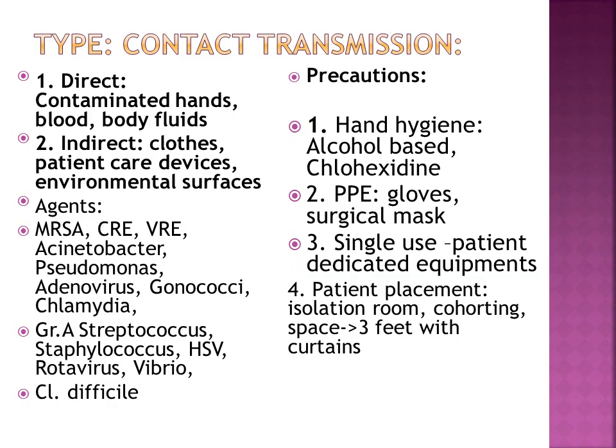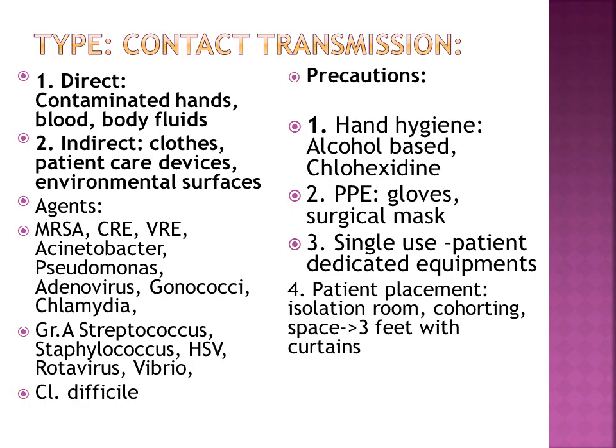So it can be of two types, direct and indirect. Direct, it is through the contaminated hands with blood and body fluids. Indirect, from the clothes, patient care devices or environmental surfaces like floor, touching the handle of the door and so on. The agents most commonly are methicillin resistant Staphylococcus aureus, Acinetobacter, Pseudomonas, adenovirus, chlamydia, group A streptococcus, staphylococcus, rotavirus, vibrio, Clostridium difficile. So precautions here.